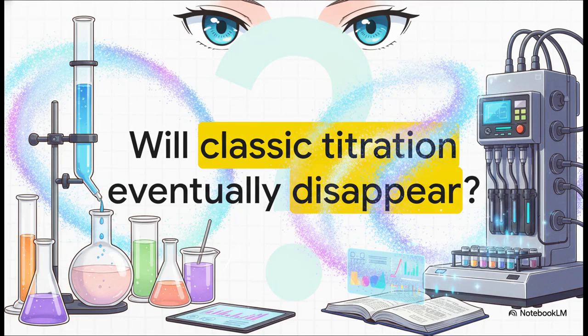Which brings us to a final, pretty thought-provoking question. With ion chromatography offering trace-level detection and total automation, will the humble glassware of classic titration eventually disappear from the lab entirely, or, because of its simplicity and unmatched cost-effectiveness for straightforward samples, is there always a place for the classics in modern science? Ultimately, it all comes down to knowing your sample, knowing your tools, and choosing the right chemistry for the job.